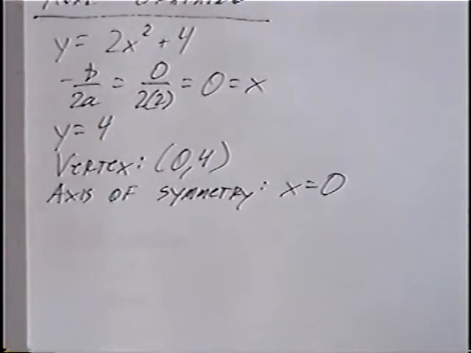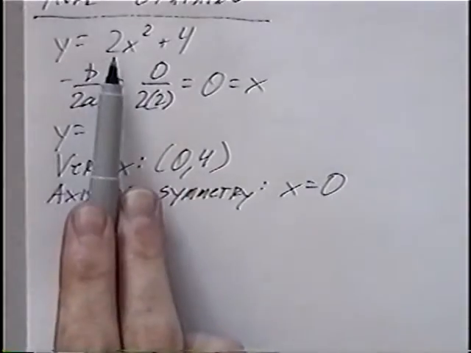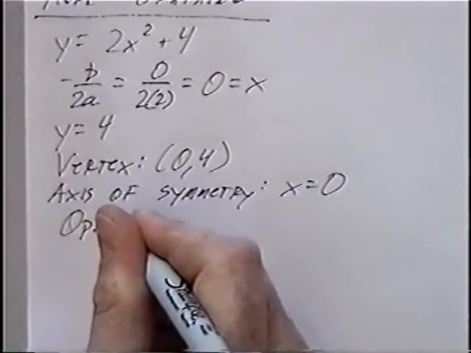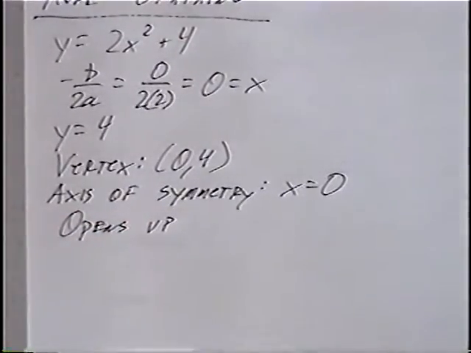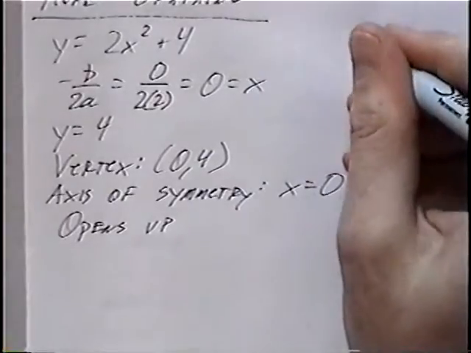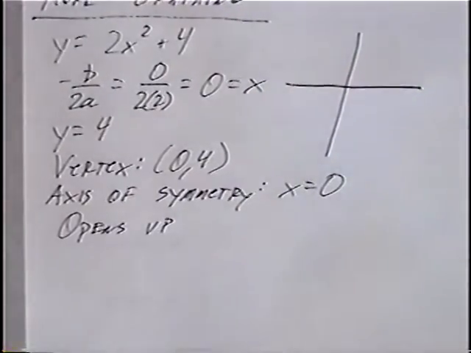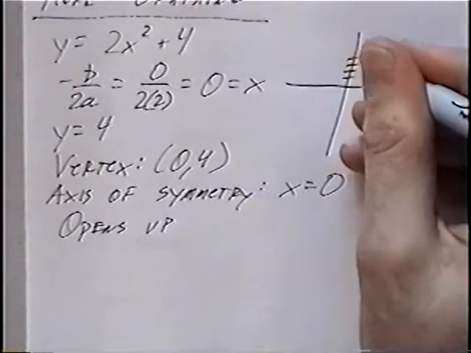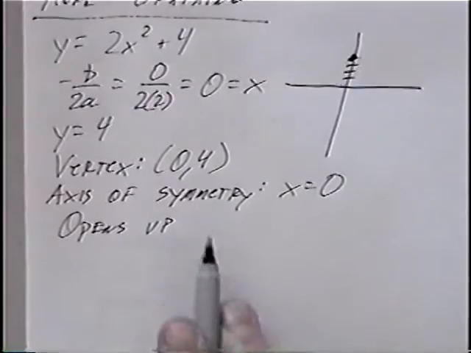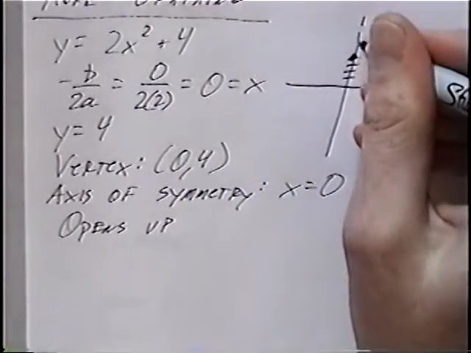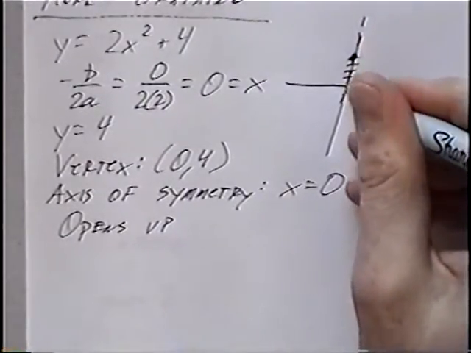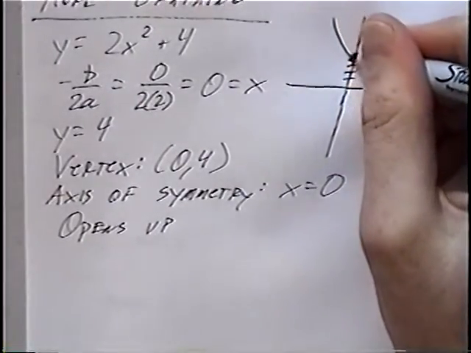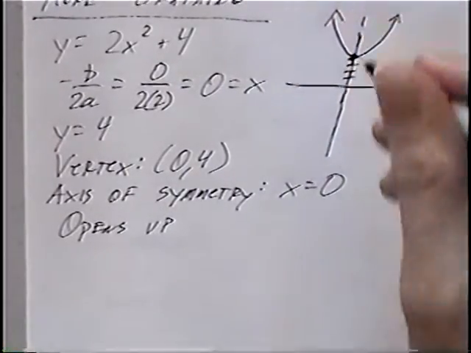And the direction either opens up or down. Looking back at the equation, positive 2x squared. If it's positive, the parabola opens up. Graphing this question, we have a vertex of 0, 4. 0 would be in the middle, and we can go up 4 spots. The axis of symmetry is right down through the vertex, a dashed line, this time on top of the y-axis. And the direction's up, so we'll have a parabola that curves through the vertex and opens up.